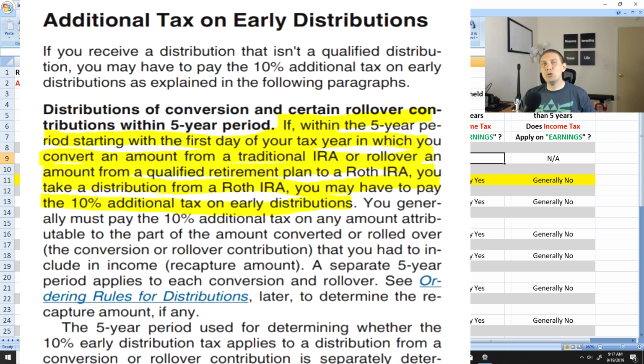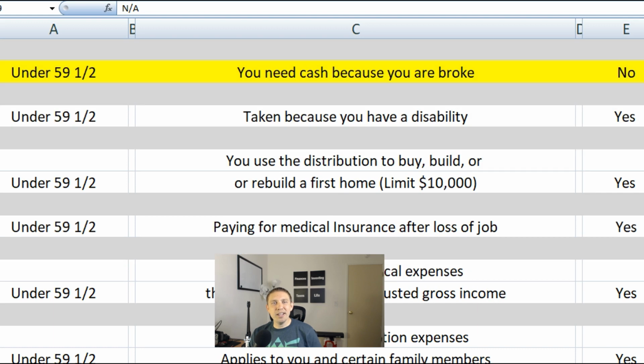Now, if you convert an account from a traditional IRA to a Roth IRA, as far as I understand, you have to keep that money that you've converted in that Roth for at least 5 years before you can start to pull it out without facing tax consequences or penalties. So if that's not the case, if you guys know differently, please let me know. Okay, let's look at the next scenario.